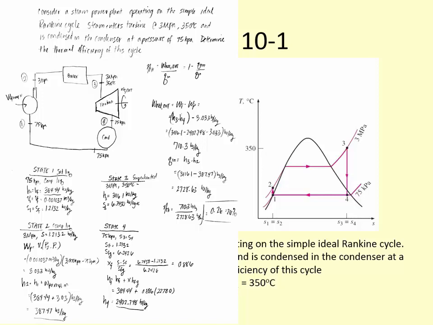We need to find the turbine work out. So turbine occurs between state 3 and state 4, right? What information do we know about state 3? Okay, so the temperature is 350. And what about state 4? What do we know? Okay, so P4 is equal to 75 kilopascals. Do we know anything else about state 4? Another property value? It's not superheated.